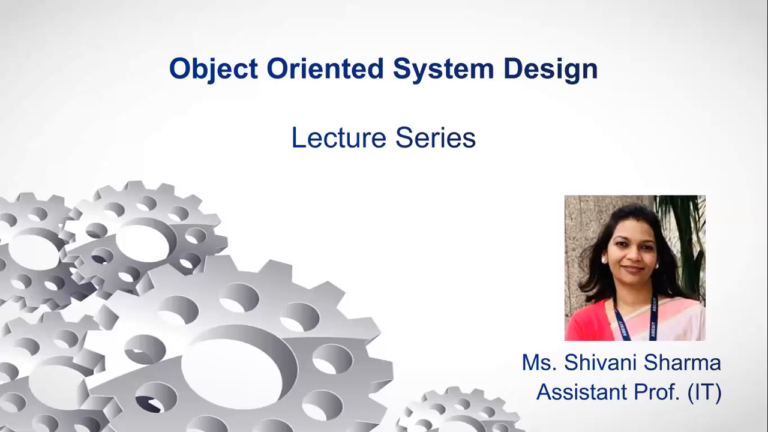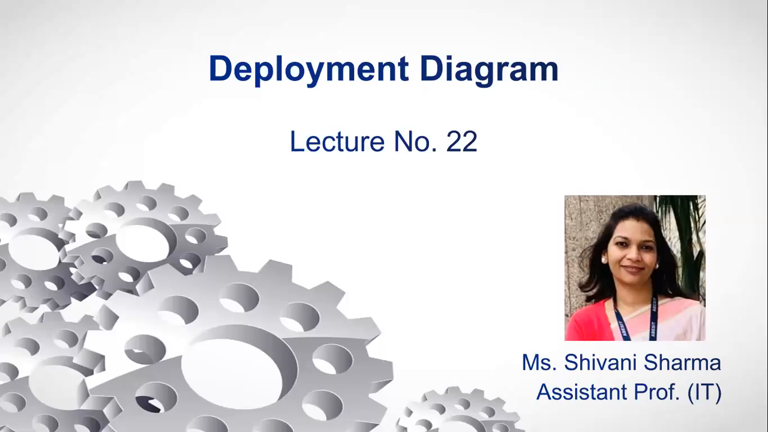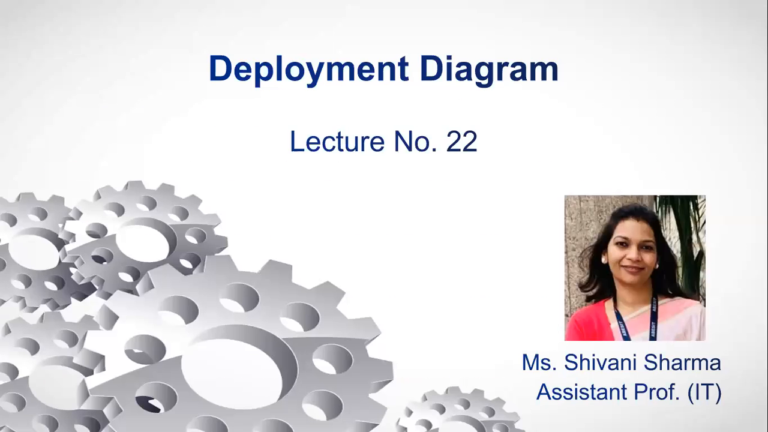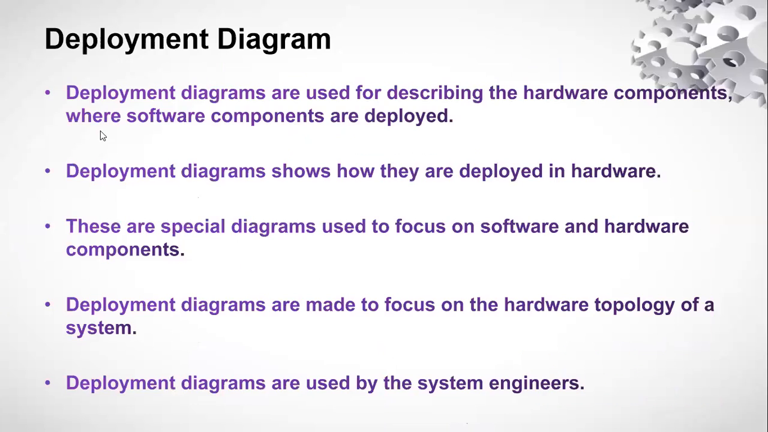Fine. So today's topic for object-oriented system design is the deployment diagram. We are going to cover this topic under UML diagrams. We have done so many diagrams which fall under two categories, structural or behavioral. So first thing is, the deployment diagram falls under the category of structural diagrams. That means it is static in nature.